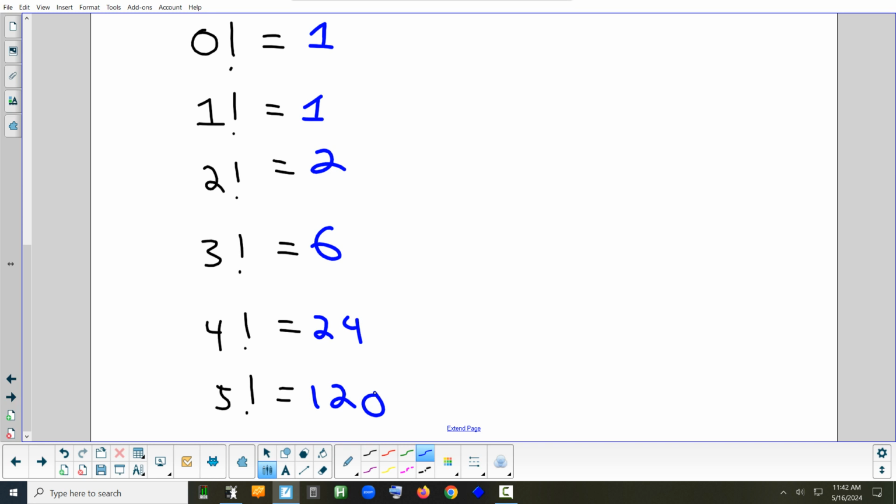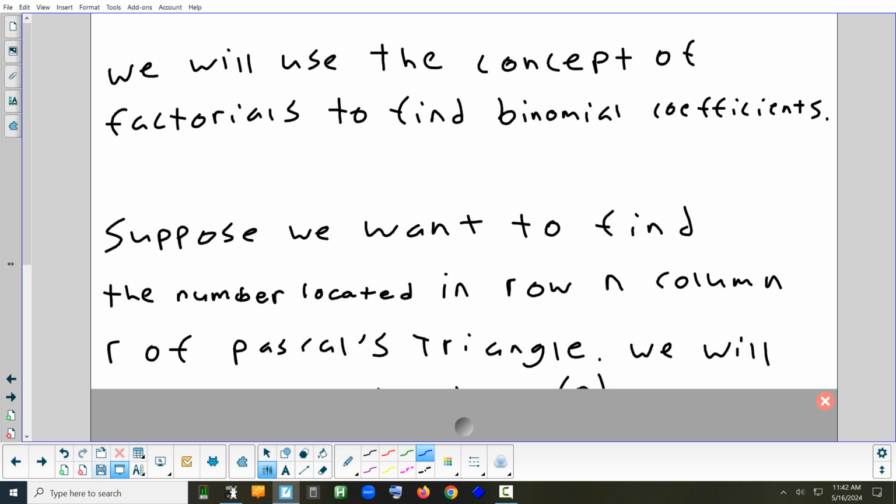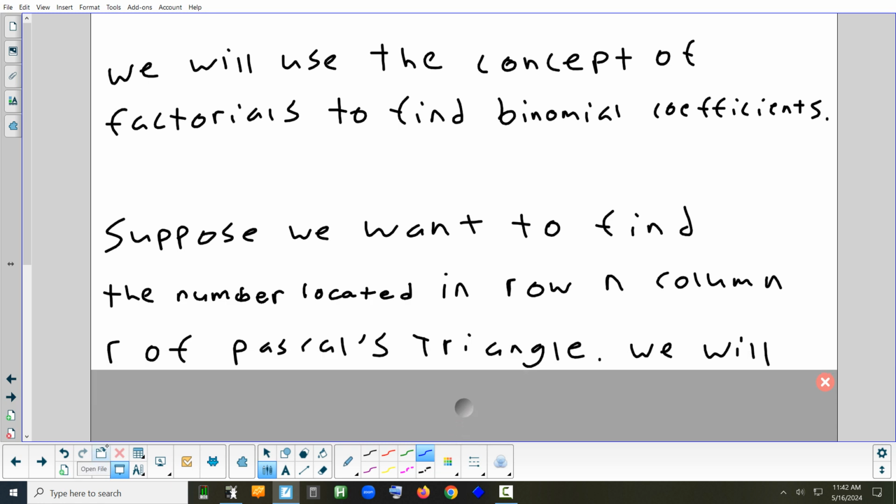Remember, the whole point here is we're trying to figure out how we can get the numbers in Pascal's triangle in a more efficient way. That's what we're getting at. So we're going to use this concept to figure out the numbers in Pascal's triangle. And the numbers in Pascal's triangle are the coefficients we need when we expand something that's a binomial. So suppose that we want to find something in row n, column r. What number did I say we always start with when we're talking about rows and columns in the triangle? 0. We start with 0.